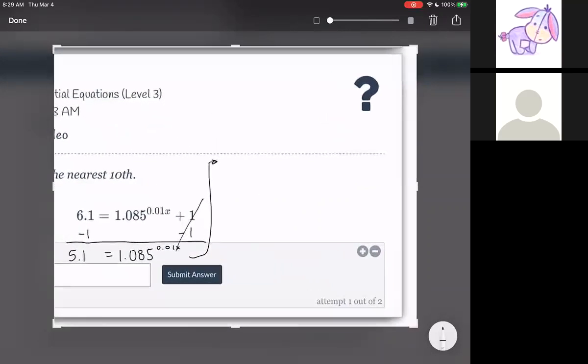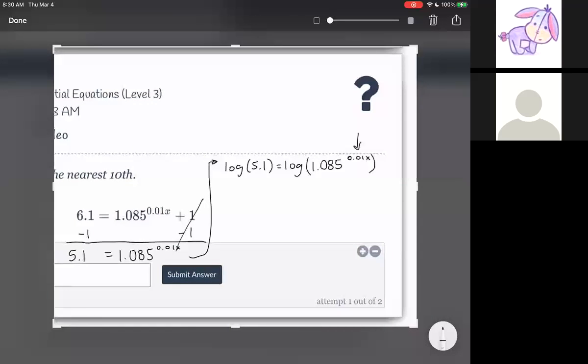So our exponential is by itself, and once your exponential is by itself, you can proceed to write a log of both sides. So we have log of 5.1 is equal to log of 1.085 to the power of 0.01x. So notice we just got our exponential by itself and did a log of both sides. The steps are still the same.